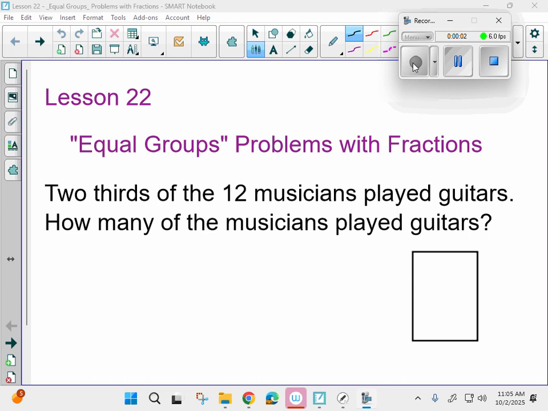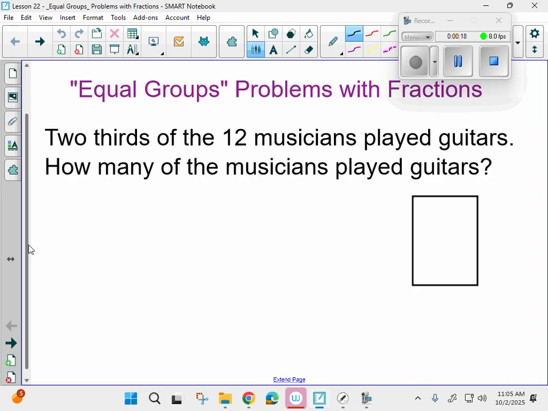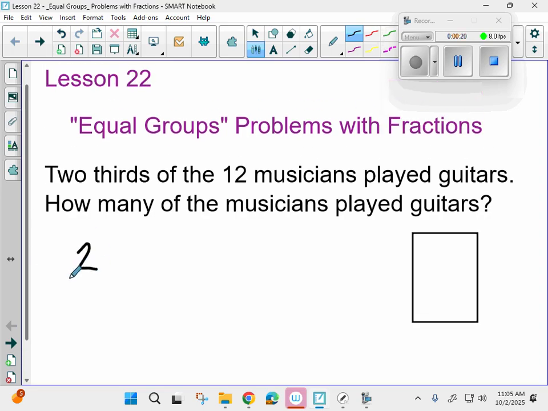Problems with fractions. All right, so you should write this down. 2/3 of the 12 musicians played guitar. How many played guitar? All right, 2/3 of the 12. Okay, 2/3 of the 12. Of does mean multiply in math.